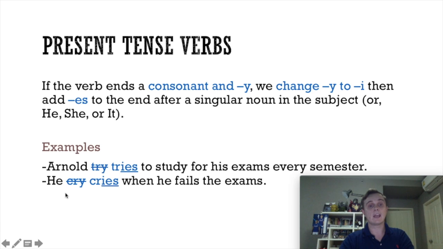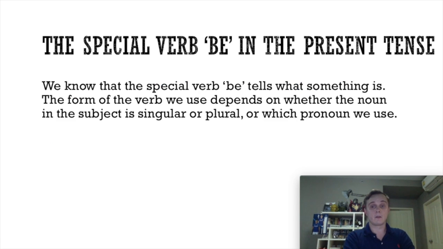T-R-I-E-S. He cries when he fails the exams. So we've got the verb cry, again, ends with consonant r and then y. We change y to i, add es, C-R-I-E-S. Okay, so we've talked about action verbs, but we also know that verbs can tell what the subject is, what something is. And the form of the verb be that we use depends on whether the noun in the subject is singular or plural, or depends on which pronoun we use.